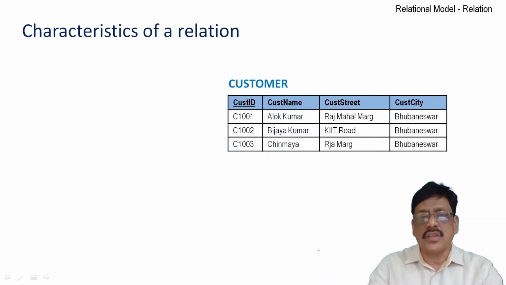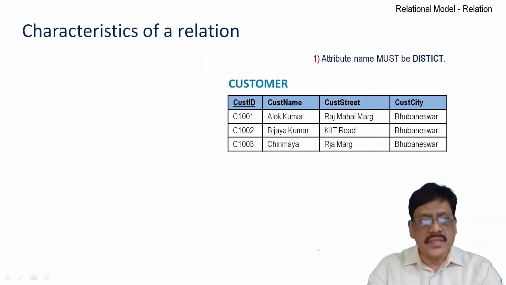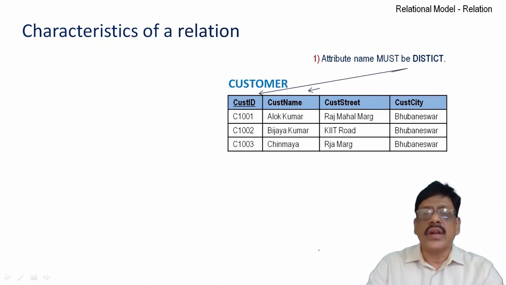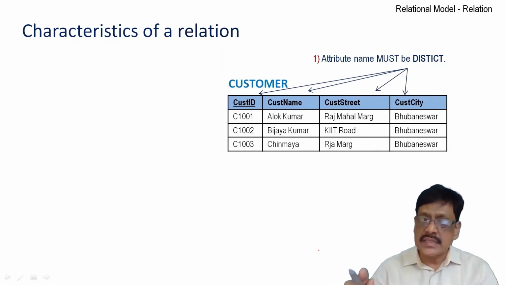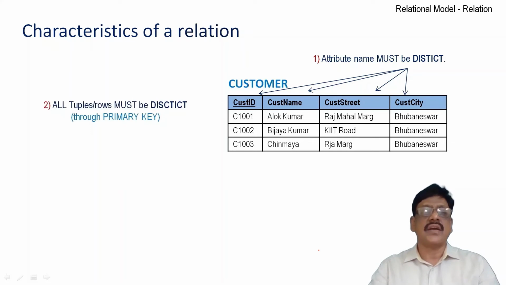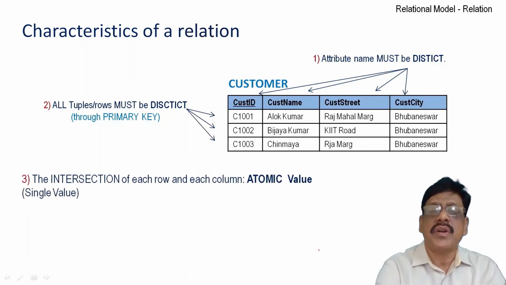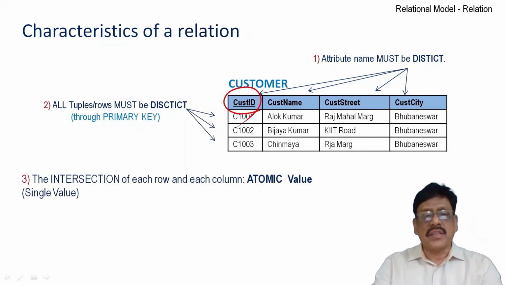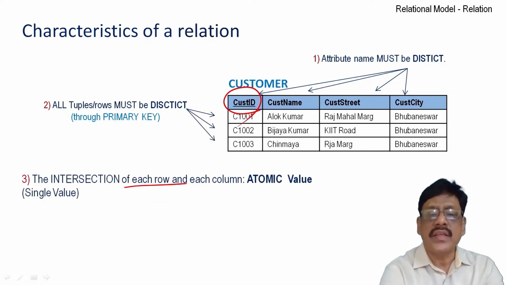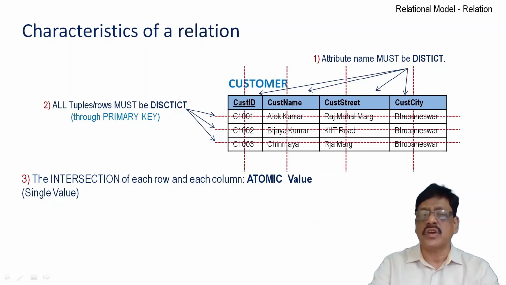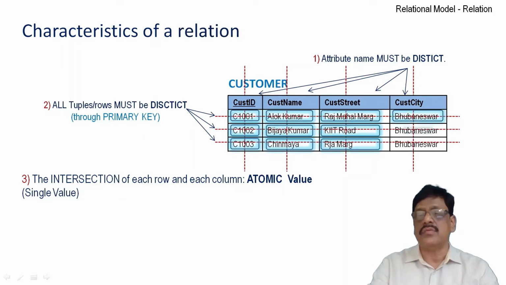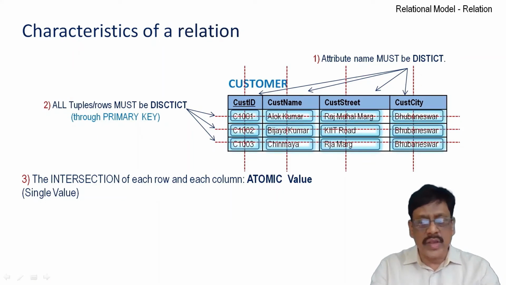Next is characteristics of relation. Look at here, the first characteristic is that attribute names must be distinct: customer ID, customer name, street, city. Each and every attribute name must be distinct inside a relation. The second one is that all tuples must be distinct, and that we can achieve through the definition of a primary key. The third one is that the intersection of each row and each column must contain an atomic value. Look at here, the intersection of each row and each column must consist of what? Single values. Either you can put a null or you have to put a single value.